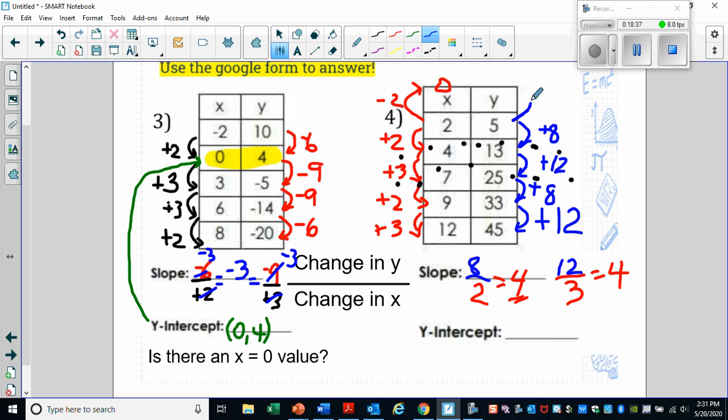Similarly, if we went backwards, okay, we notice our first change, if our first change was 2 for x, then our change in y was 8. But if we go backwards from 2 to 0, that's negative 2. We also have to go backwards from 5. So we would have to do 5 minus 8. So 5 minus 8 gives us negative 3.